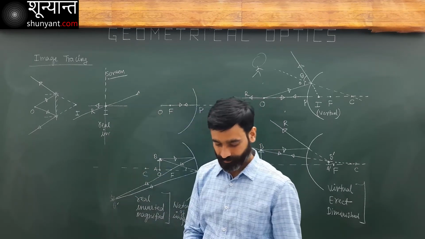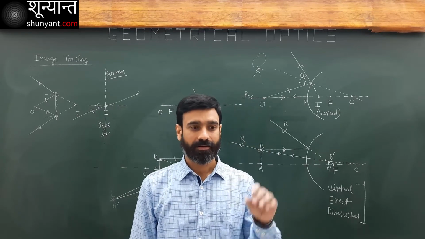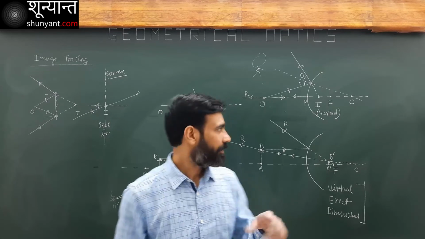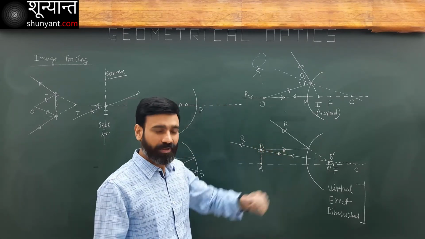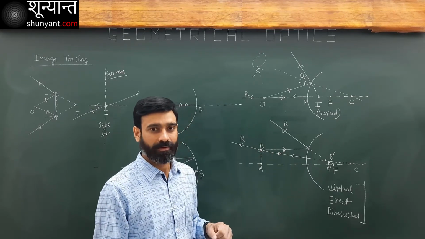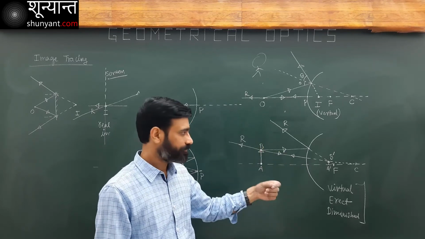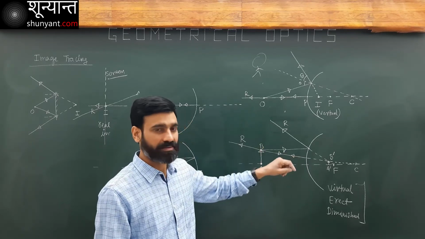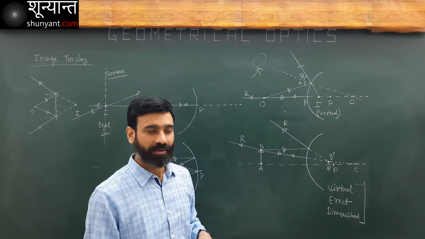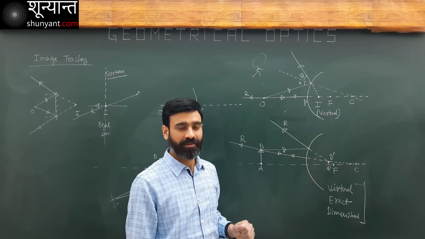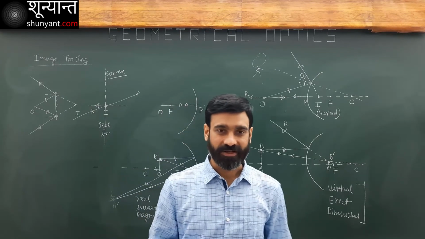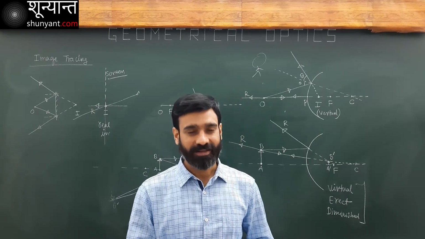In the next lecture, we are going to look at mirror formula. Right now I can only have an estimate. I can only locate approximately the position, nature and size of the image, but I cannot find the exact location. To find the exact location and exact size, we need formulas. We will actually derive the mirror formula, and then we start solving problems.